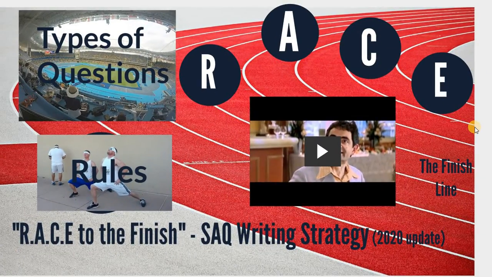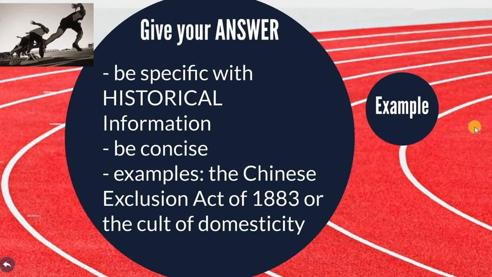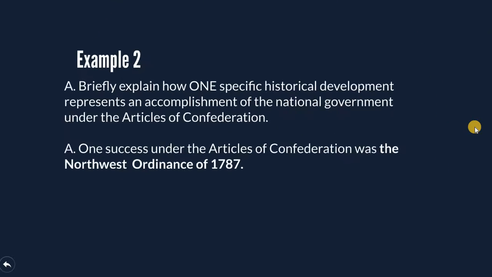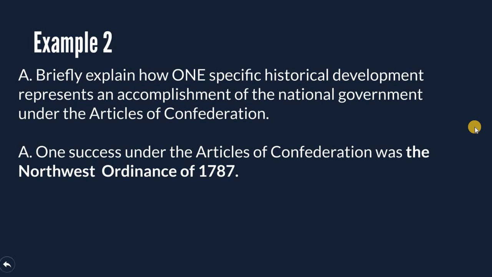Then we need to A, and that is to give your answer. You want to be specific using accurate historical information. Your answer should be very concise. Example, the cult of domesticity. So, for my answer here, was the Northwest Ordinance of 1787. That was a success. It's that simple. State your answer.